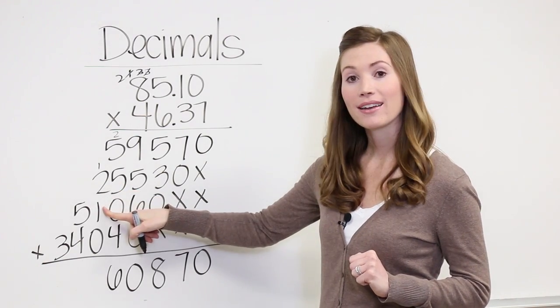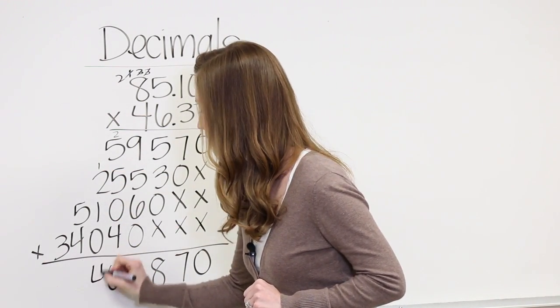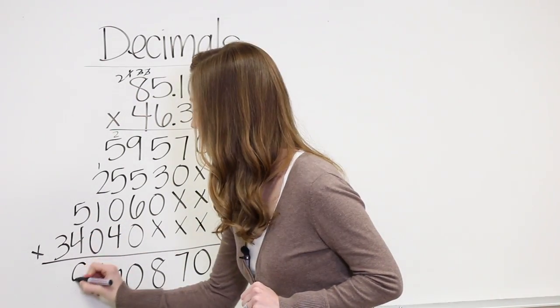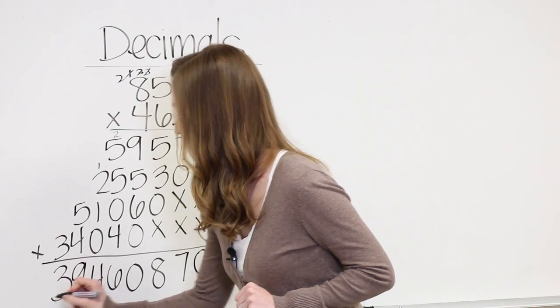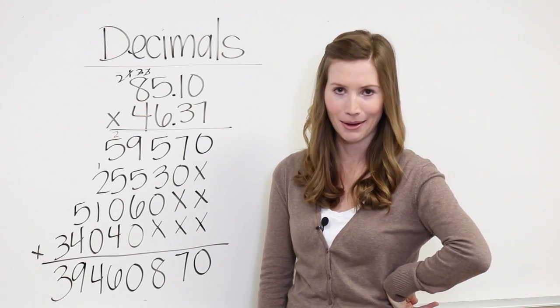2 plus 1 is 3. Plus 1 is 4. 5 plus 4 is 9. And 3 plus nothing, that's 3. Now, what's our last step? I'm exhausted. How about you?